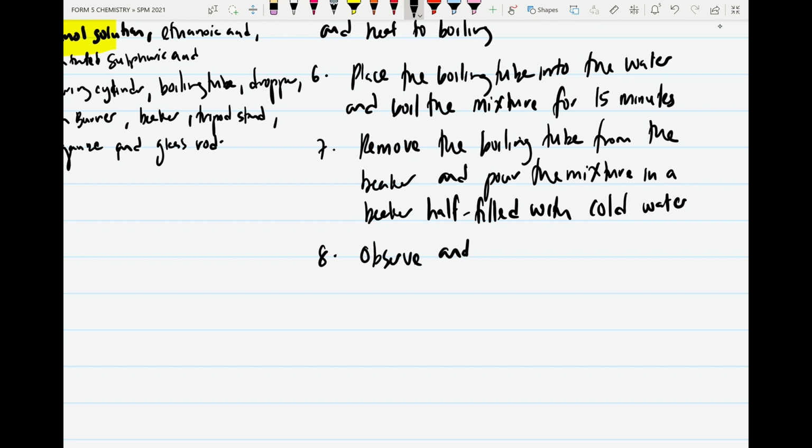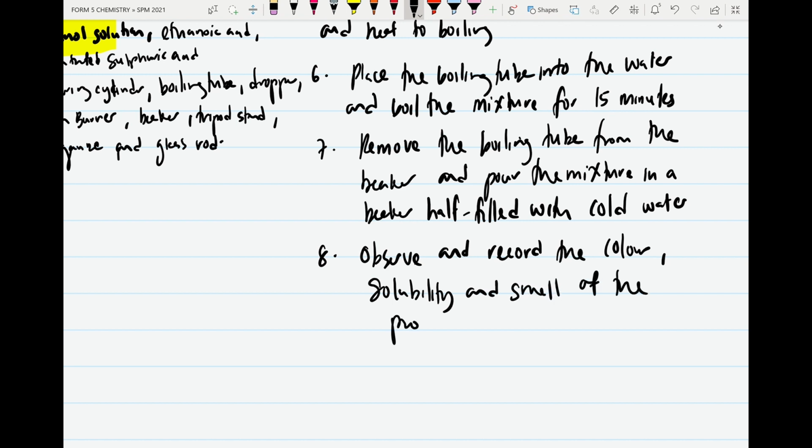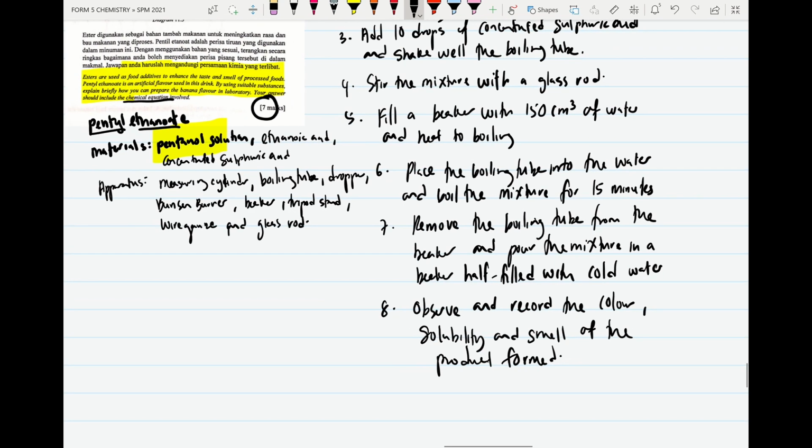Observe and record the color, the solubility and the smell of the product formed. So this is the procedure that students have to try.